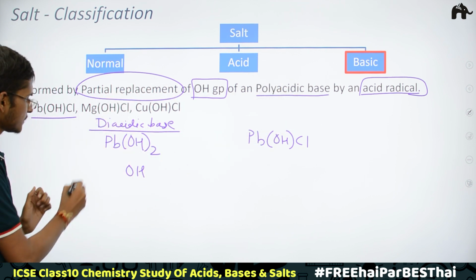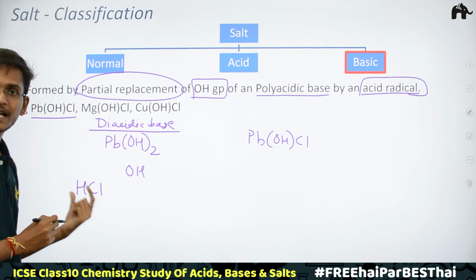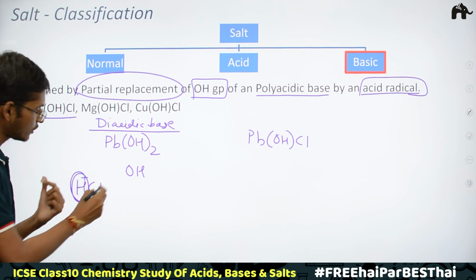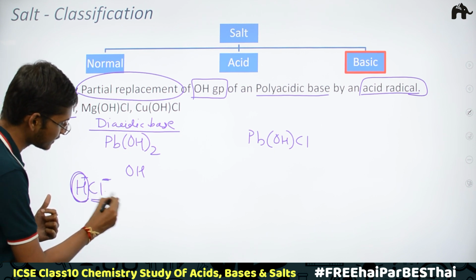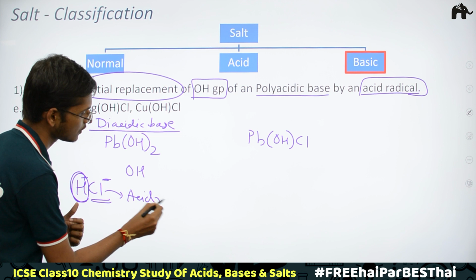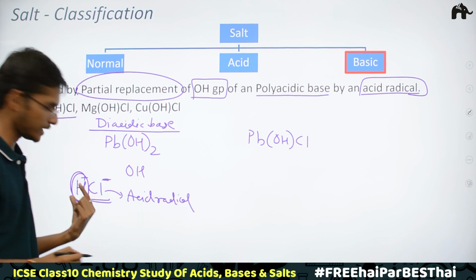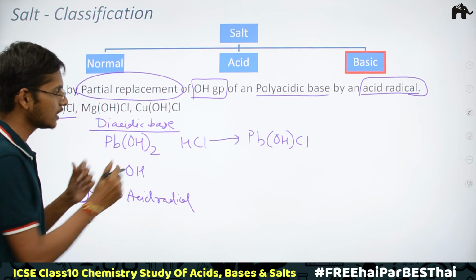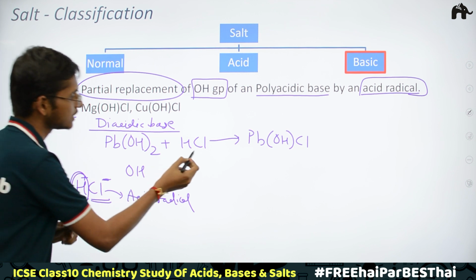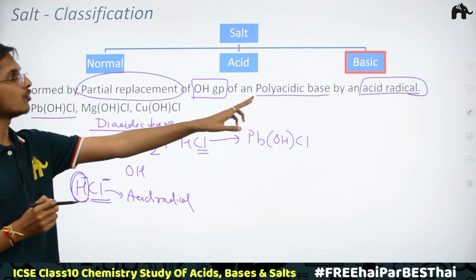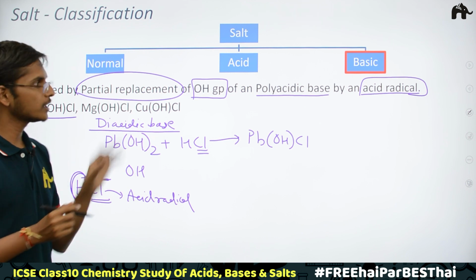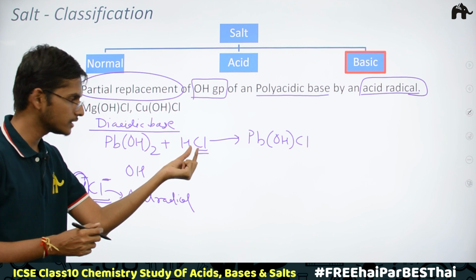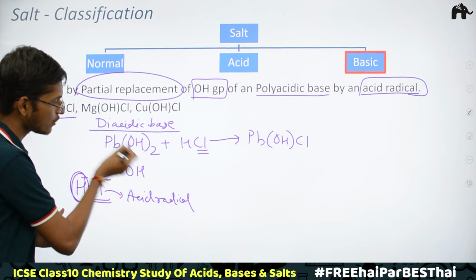Now what is an acid radical? Suppose I have the acid HCl. When I remove the H plus of HCl, what would remain? Cl minus, and this Cl minus is the acid radical. So I take this base and this acid, and they react with each other. What is going to happen? This acid radical is going to replace the OH group, a partial replacement of the OH group of the polyacidic base by an acid radical, here in this case Cl minus. So it is going to replace one OH, so what would happen?